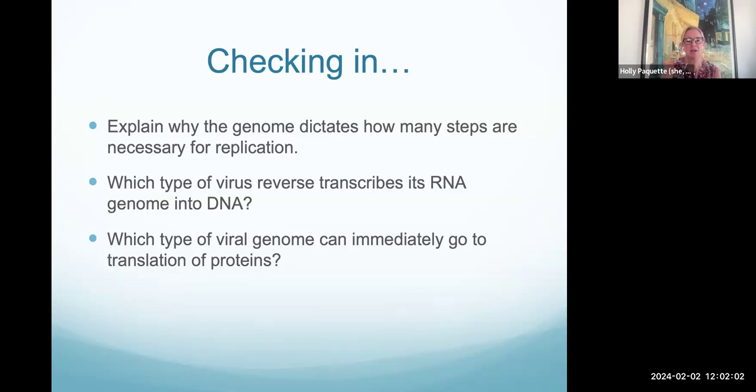The third question is, which type of viral genome can immediately go to translation of proteins? The answer for this would be the positive sense single-stranded RNA. Thanks, and let me know if you have any questions.